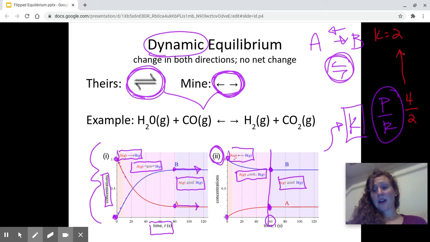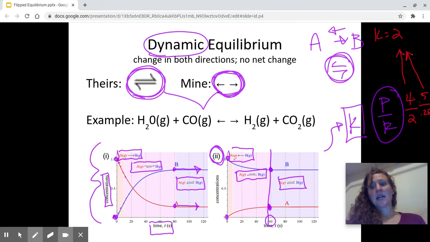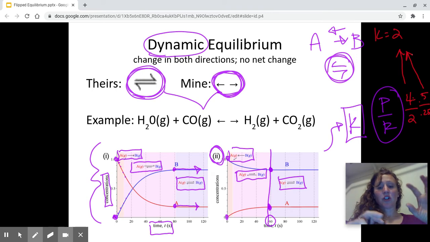Or we could hit that at 0.5 products and 0.25 reactants. That still gets us to a K of 2, or a ratio of 2 to 1, right? So if you mess with initial amounts in your reaction, you may end up with different amounts of products, but the ratio of products to reactants at equilibrium will always be consistent.